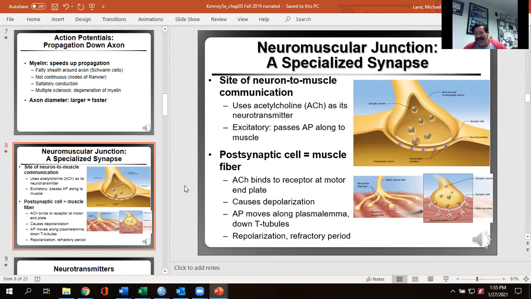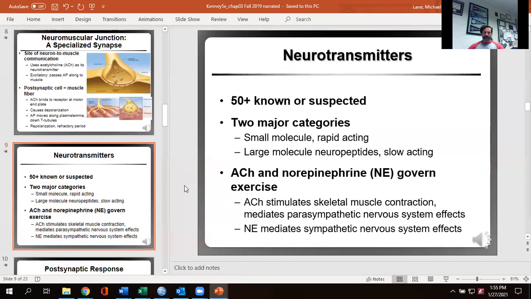Now, this can be sent at a fast enough rate that the muscle cannot fully relax in between each of these signals. And that's a good thing, because that's where we're going to go from just a twitch to a full fused tetanus, where we're going to have maximal force production.